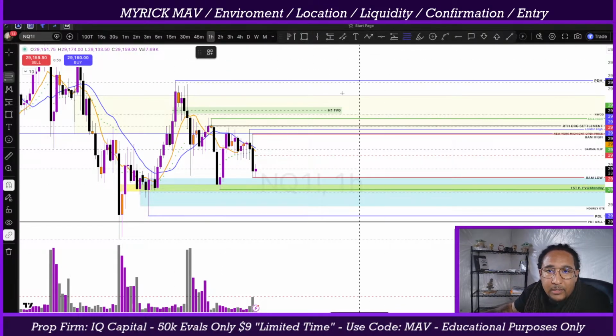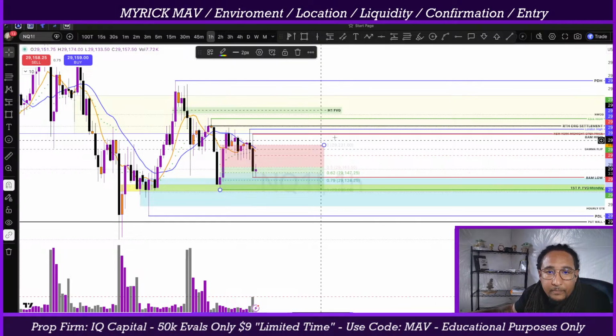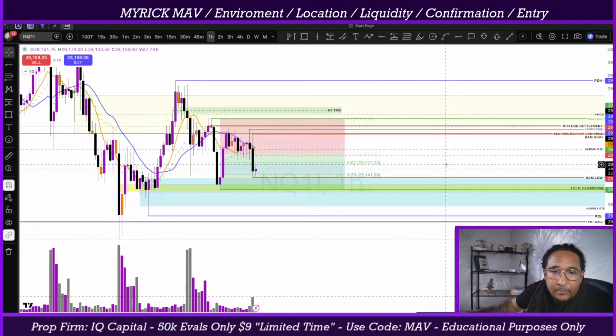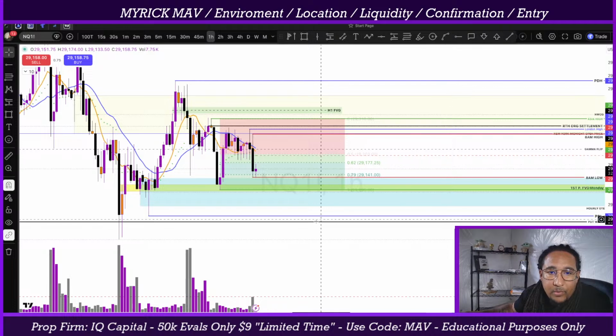Well, let's do it like this. We'll go from here. That's Asia high. And Asia low. Boom. So that would be one way of looking at it, and you'd be in that OTE area where you see price kind of being rejected and resistance.